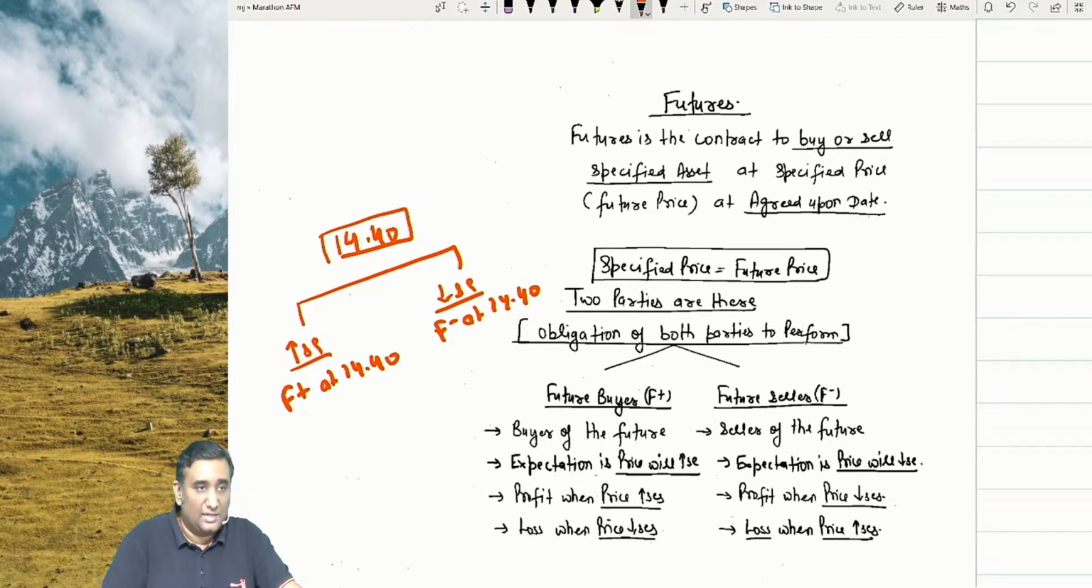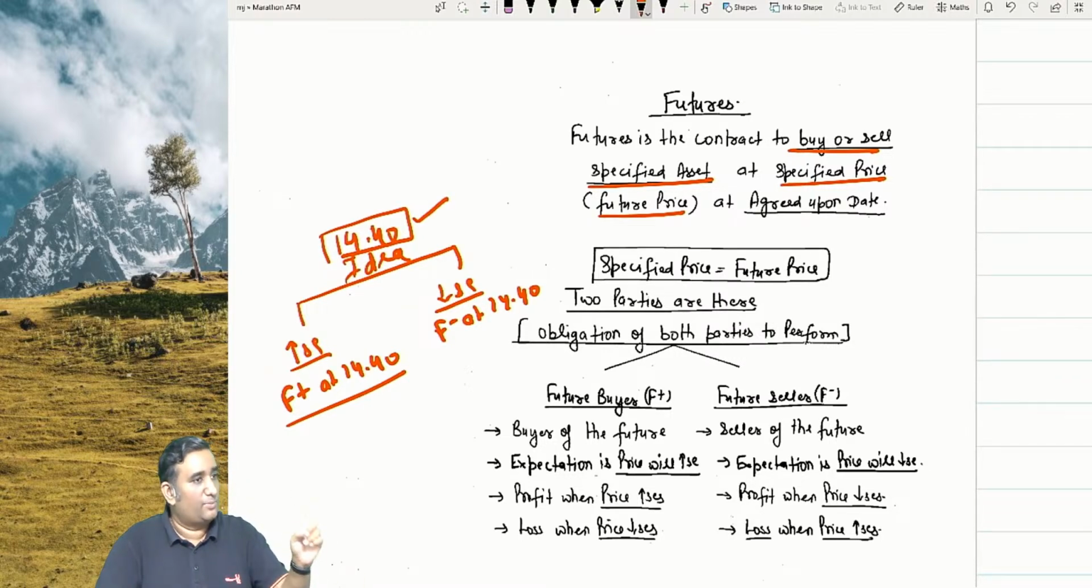If the price increases, let's suppose it becomes 15, since I was the buyer, you give me 60 paisa. If the price decreases to 14, I'll give you 40 paisa. That's it. There's nothing called exercise, lapse, etc. A future is a contract to buy or sell a specified asset, in my case Idea, at a specified price, 14.40, that is the future price. There is only one future price with respect to a single expiry. If it's March, we have 14.40 at the agreed-upon date, 28 March.